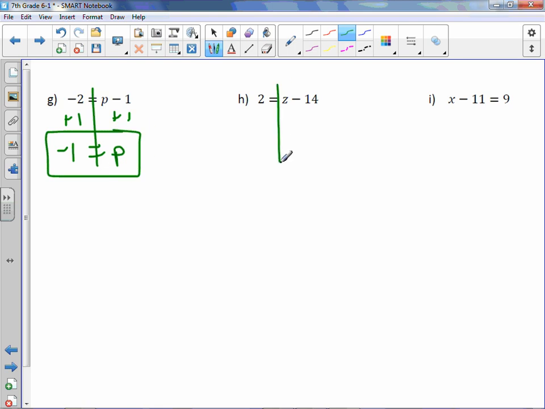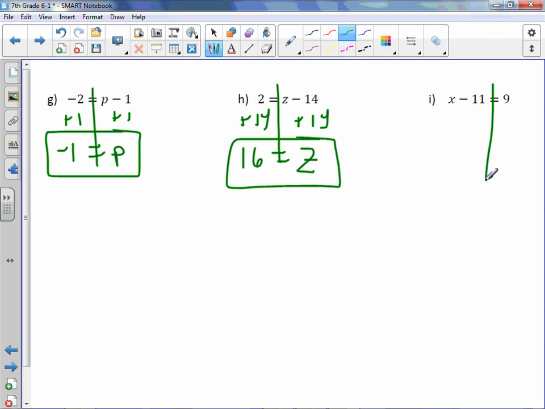Letter H, 2 equals Z minus 14. Add 14 to both sides. 16 equals Z. Letter I, X minus 11 equals 9. Add 11 to both sides. X equals 20.